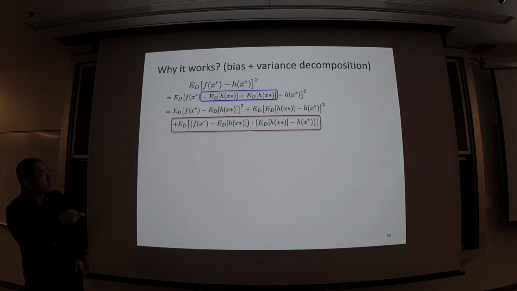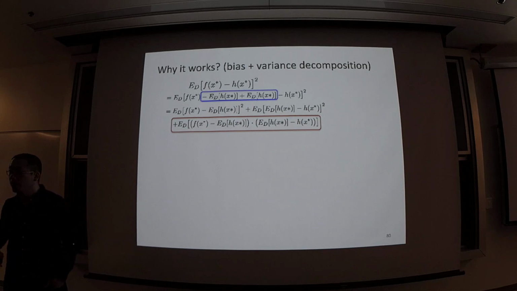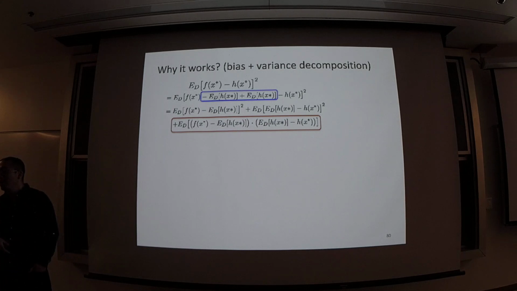Question: what is the value of this cross term? The cross product of this subtraction and this subtraction. Zero. Yes, they are independent. This is a very common trick in statistics. Why? We can take a look.